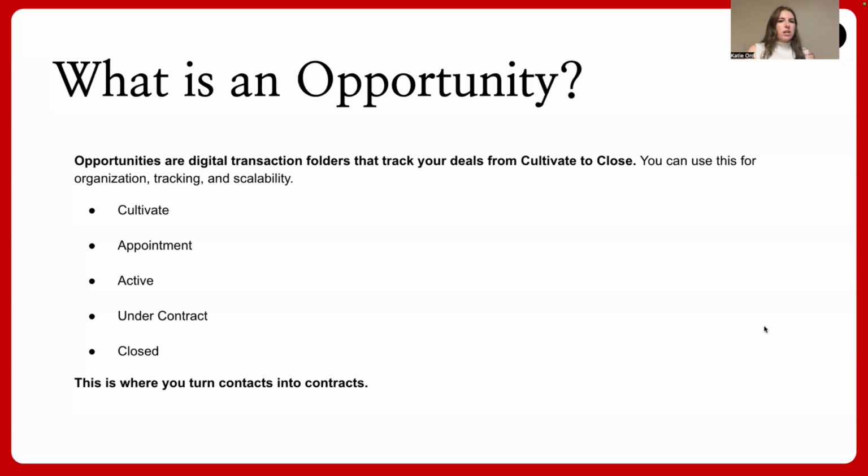So what's an opportunity? It's a digital transaction folder that tracks your deals from cultivate to close. So essentially, it's your sales pipeline or your sales funnel. So it helps you track where your clients are in their buying process. There's different sections of each funnel. There's cultivate, appointment, active, under contract, and closed. This is where you would turn your contacts into contracts. So it's how you can help track your clients and know where they are in their buying phase and how to reach out to them and when to reach out to them.